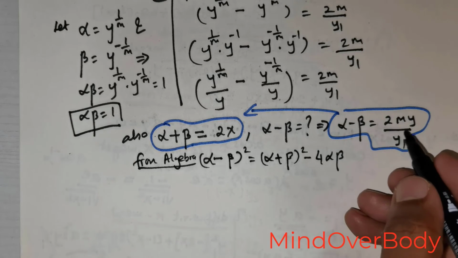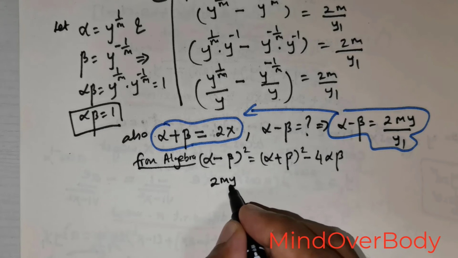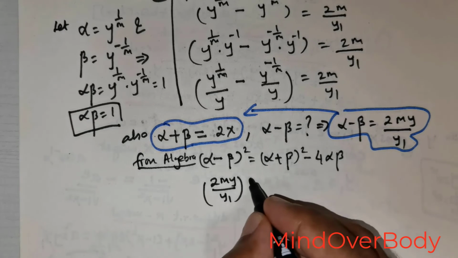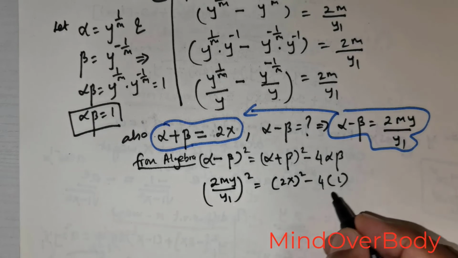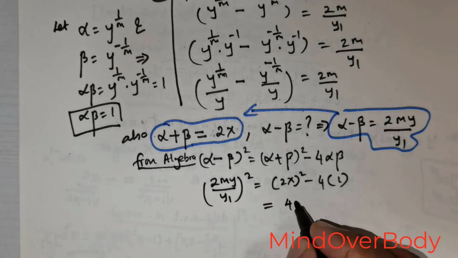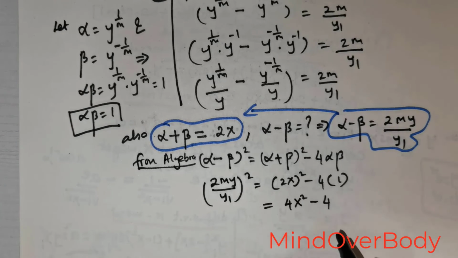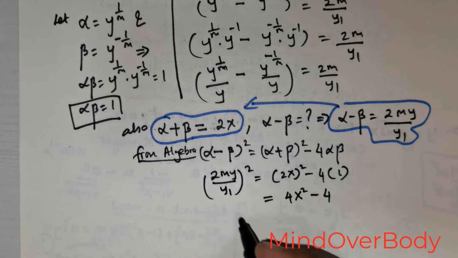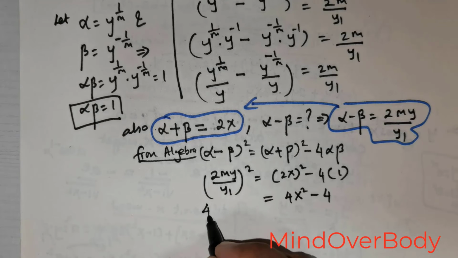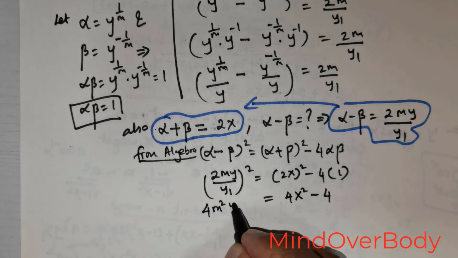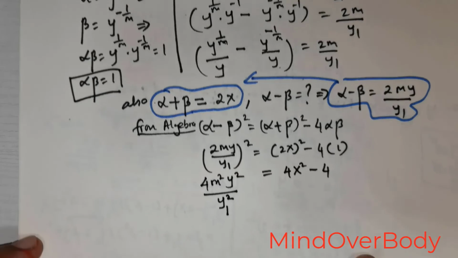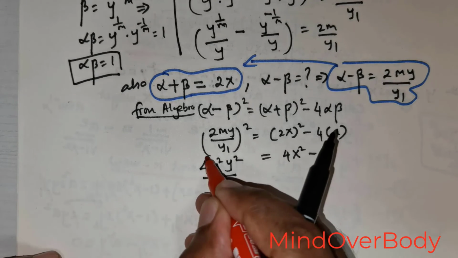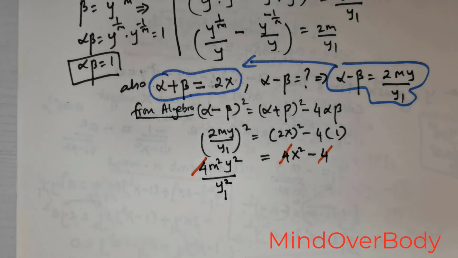So simplifying, in other words substituting, this is going to be 2 times m times y divided by y1 raised to the power of 2 is equal to 2 times x raised to the power of 2 negative 4 times alpha beta, which is 1. So this is going to give me 4 times x squared negative 4. That's fair enough. And then this is going to give me 4 times m squared y squared divided by y1 squared. Now we see a 4 here, a 4 here, a 4 here, so they can be cancelled.